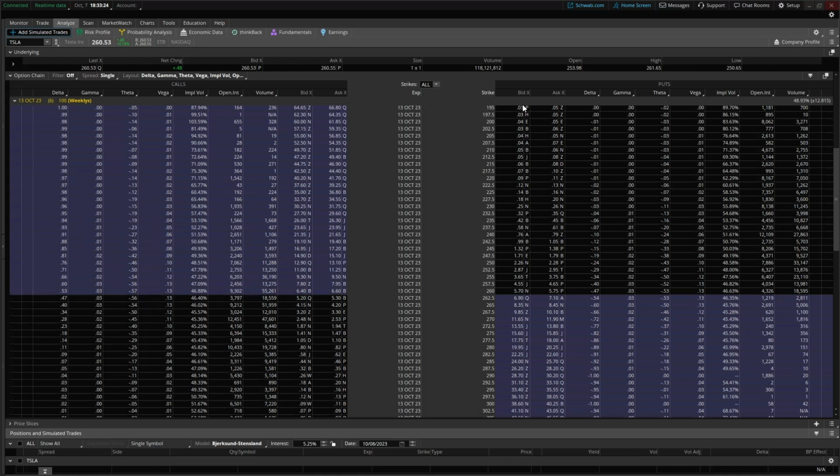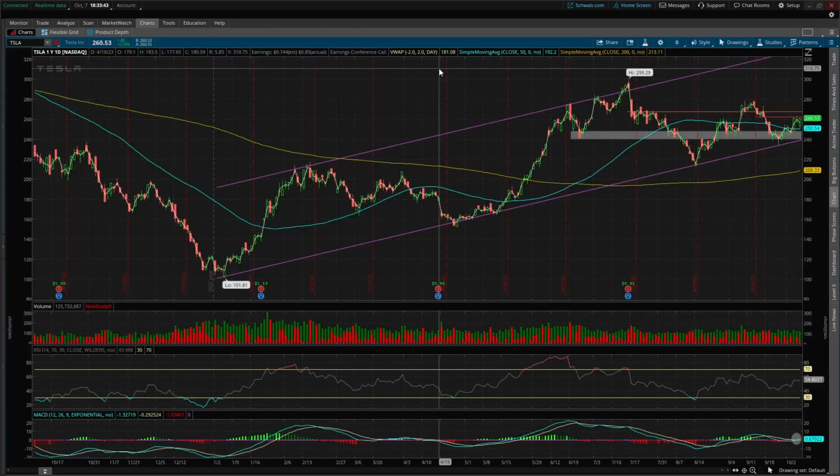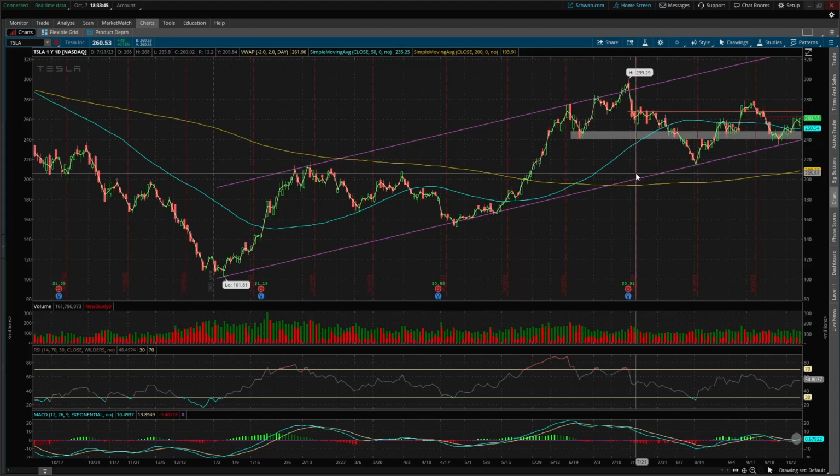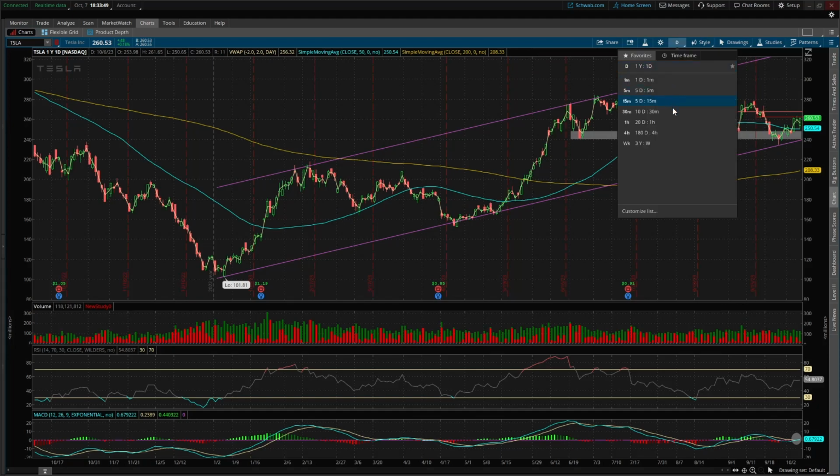Let's look at the other side, the puts, when you want the stock to go down. Let's look at the open interest. We can see there's more volume than open interest, but not as much as the calls, which is your bullish move. As far as the volume goes, I'm pretty confident in the short term.